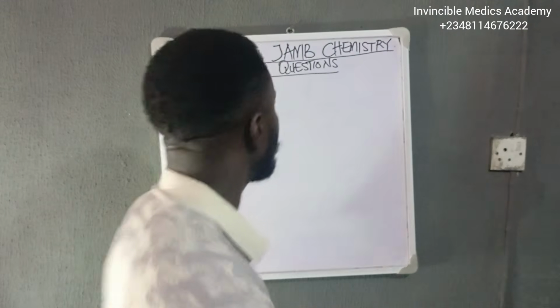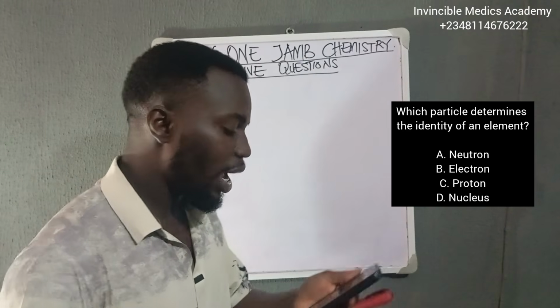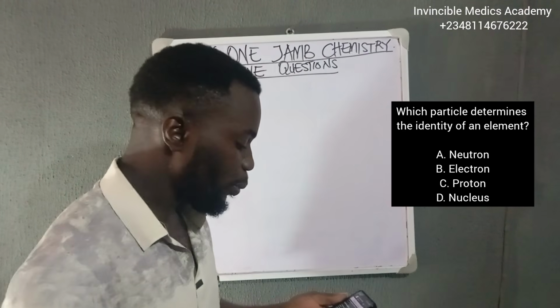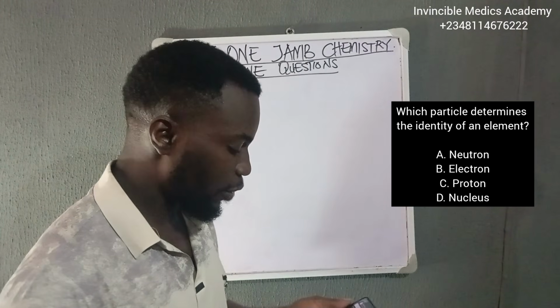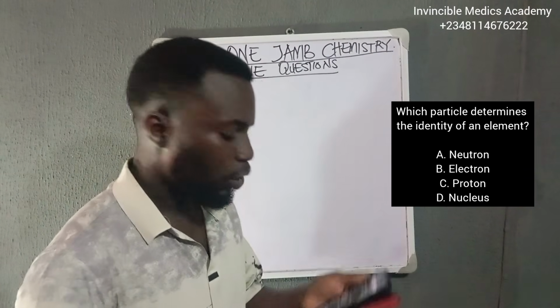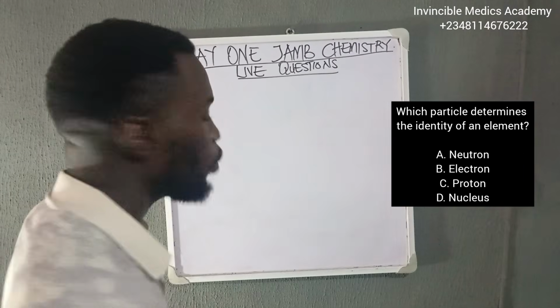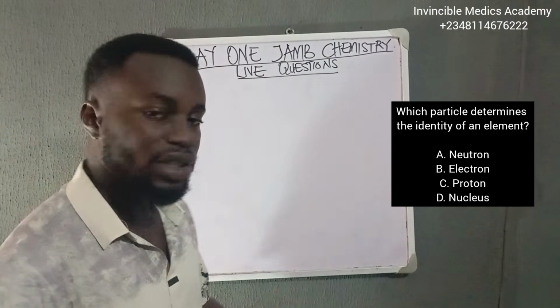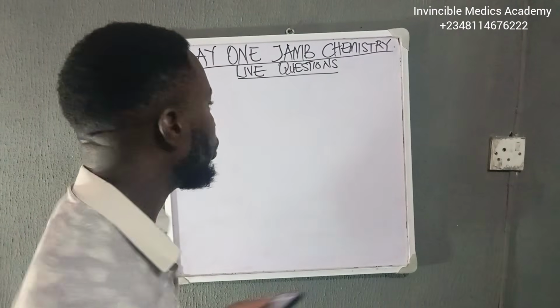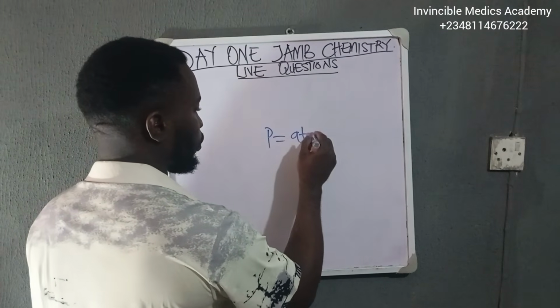Let's dive in. So question number one says, which particle determines the identity of an element? Option A, neutron. Option B, electron. Option C, proton. Option D, nucleus. Right, so the answer to this question is what? Option C, proton. Why? Because the proton number is equal to the atomic number.